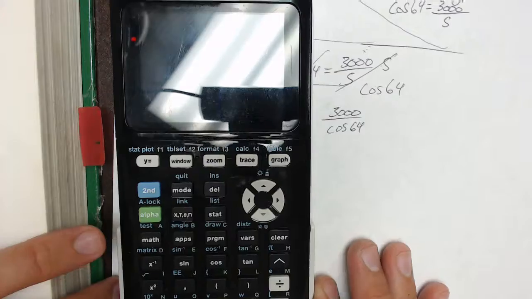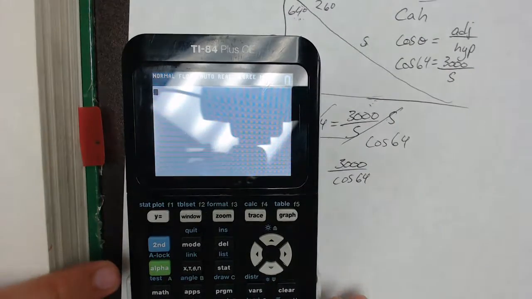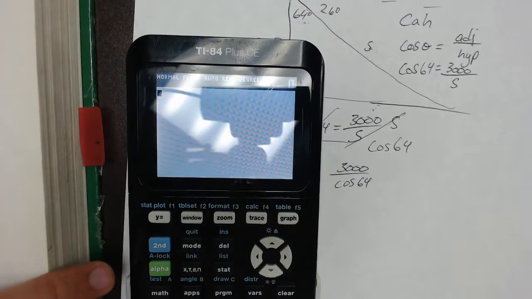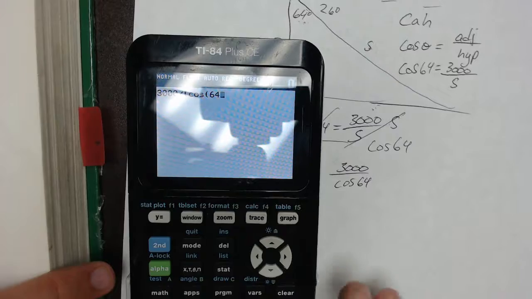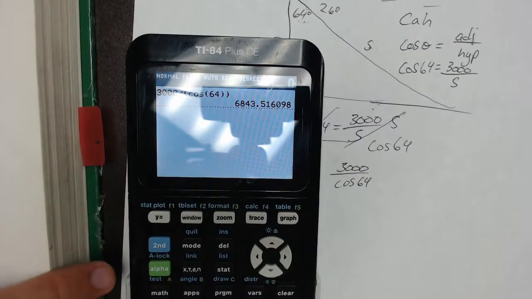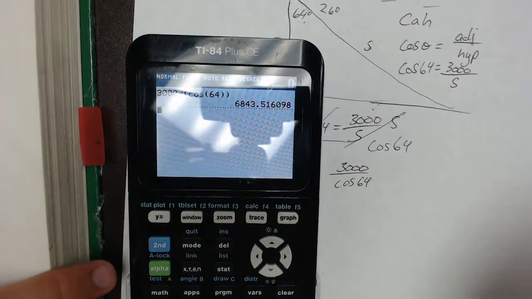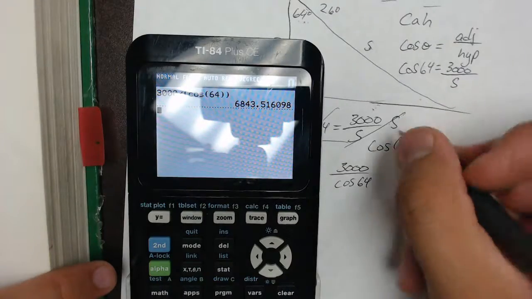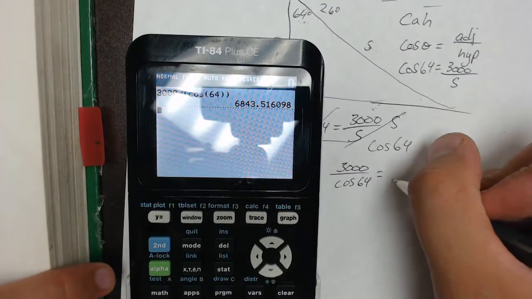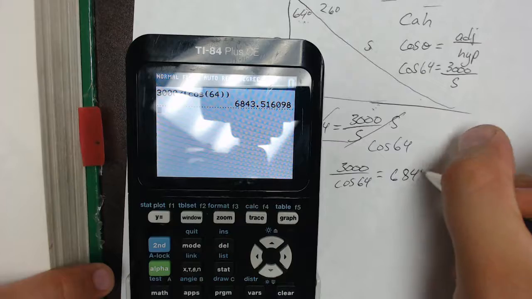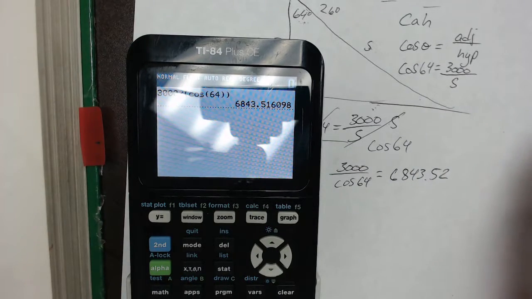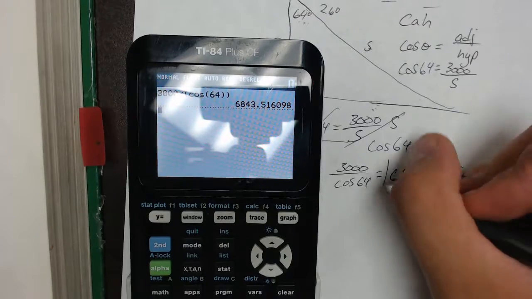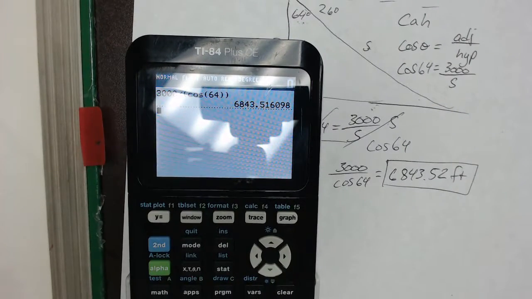So I'll just take my calculator. I'm going to type in 3,000 divided by, I'm going to start a parenthesis, cosine 64, end parentheses, enter. And I get 6,843.52 feet, and I'm rounding to the hundredths place. 6,843.52 feet. That is the correct answer.